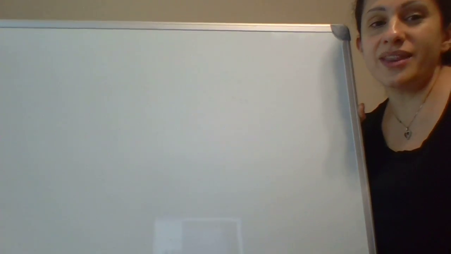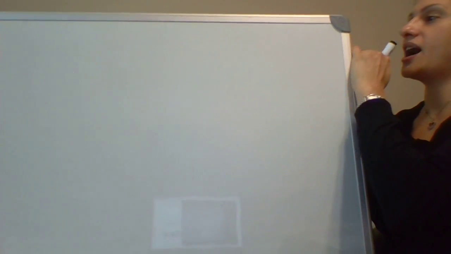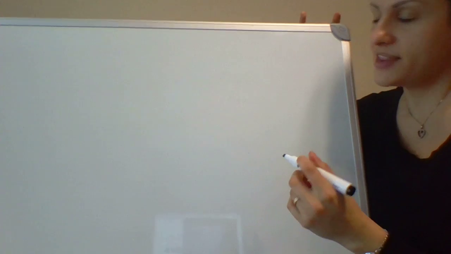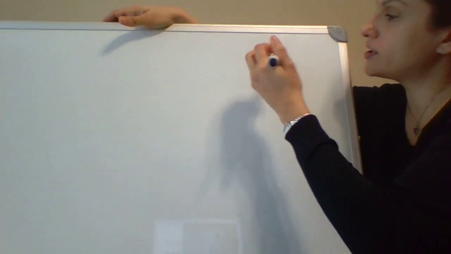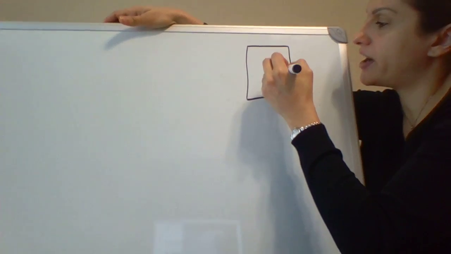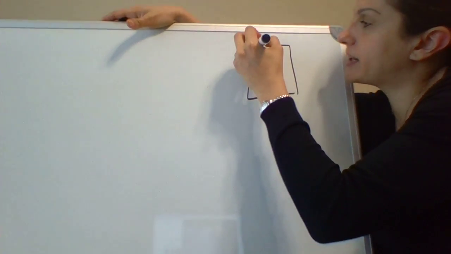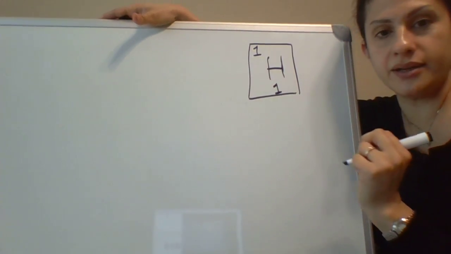So let us start off with the simplest version, with the hydrogen atom. Please look at your periodic tables, which I hope by now you're used to always having before we start these videos. And let us work with the hydrogen atom. The hydrogen atom in the periodic table is very simple. Look at the box where the hydrogen atom is. You'll see that it has an atomic number of 1 and an atomic mass of 1.